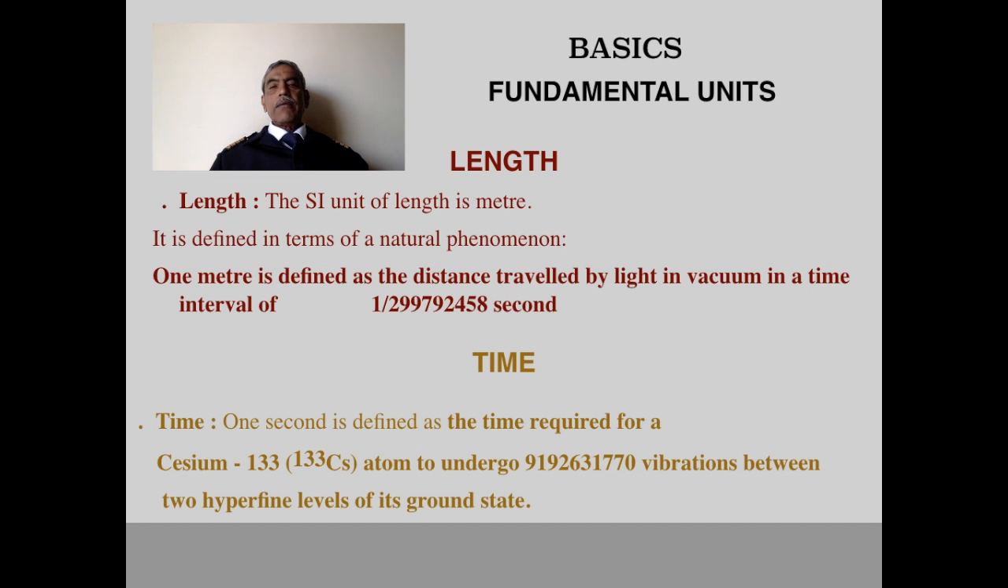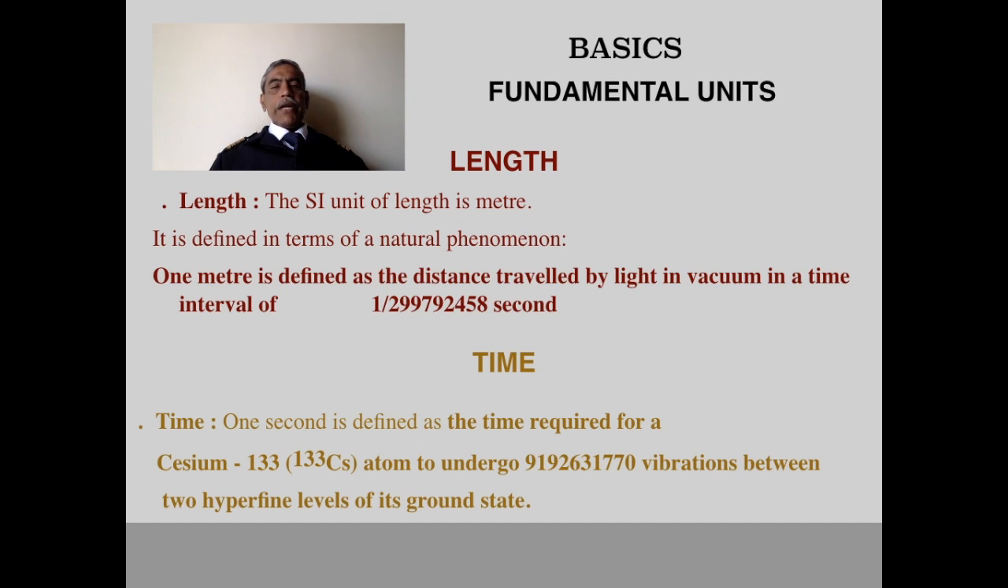Okay, let's analyze the length. The standard international unit of length is the meter, as I told you. It is defined in terms of a natural phenomenon. What is that? 1 meter is defined as the distance traveled by light in vacuum in a time interval of 1 upon 299792458 seconds. Why is it like this? It's all a matter of scientific requirement. So let's not delve into it. Let us accept it as a matter of fact.